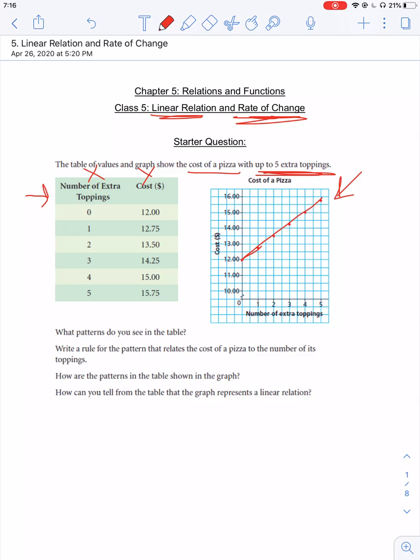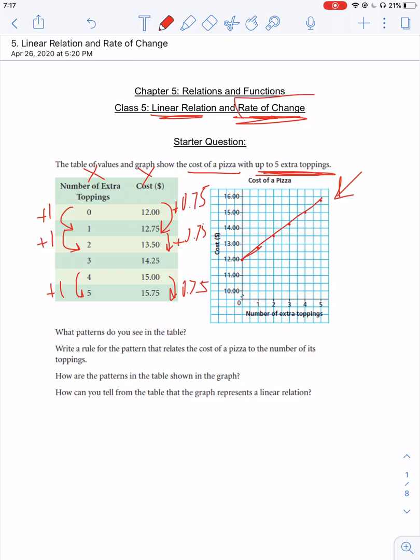So what patterns do you see in the table? Okay, what patterns do you see? Well, in the table, as you can see, whenever your x value increases by 1, your y value is increasing by 0.75, okay? 0.75. And this is true for all the table values. Even these ones at the end, you're increasing by 1, but this is also increasing by 0.75, okay? And this is crucial, okay?